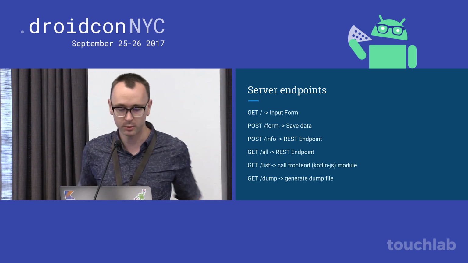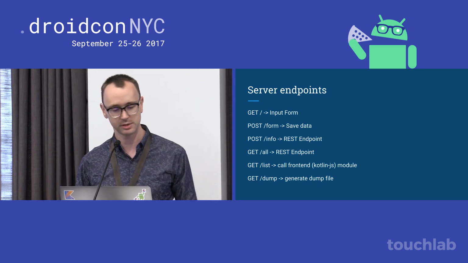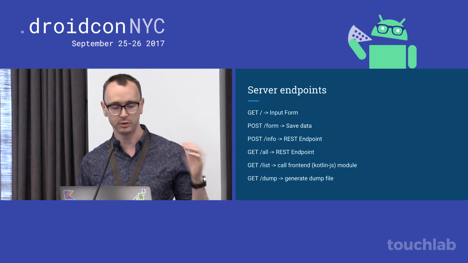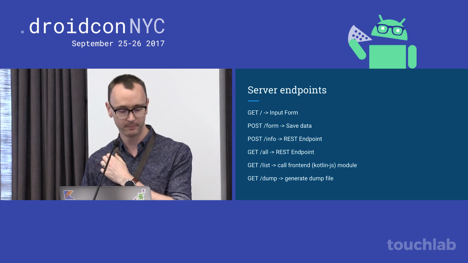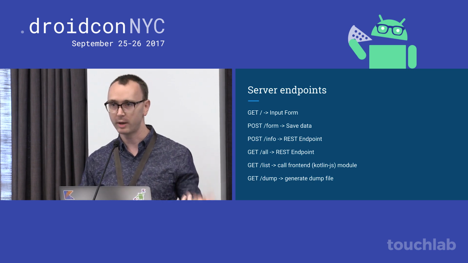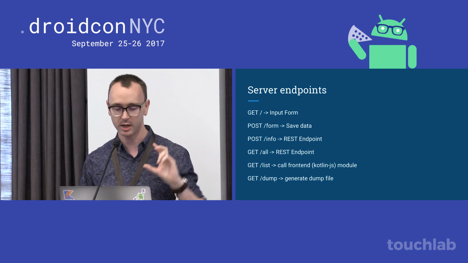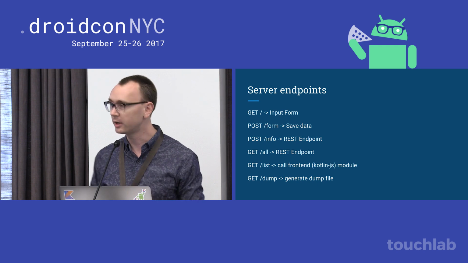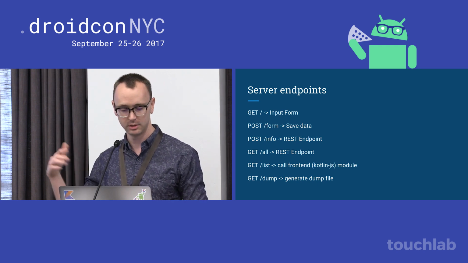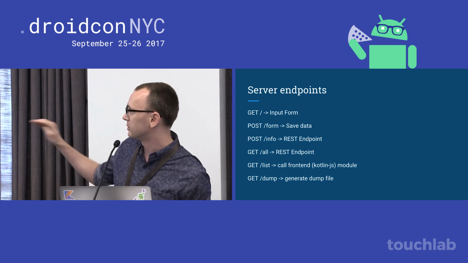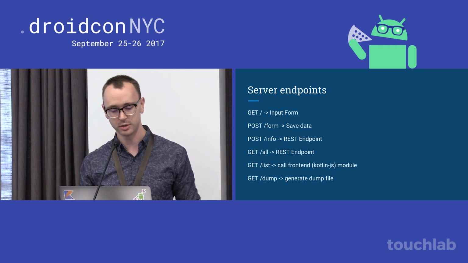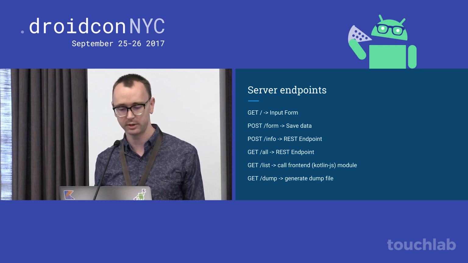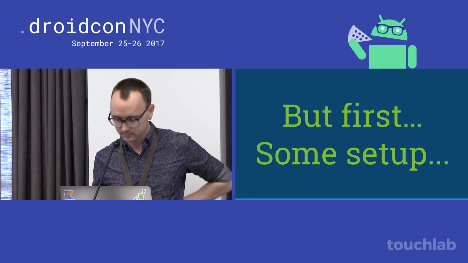So with Ktor, this is what we're going to build. We're going to have just the root endpoint that's going to give you a form. It takes name, email, address, phone number. You can post to /form, and it's going to save that data. We're going to make a REST endpoint that the web app is going to use. So you submit the same idea, but in a JSON blob. A /all endpoint that the front end is going to use to get all of the entries. /list is going to redirect us to our front end module, which is the Kotlin JS stuff. And then we're going to need a dump to generate a file with all the data, and that's going to be used by the native components.